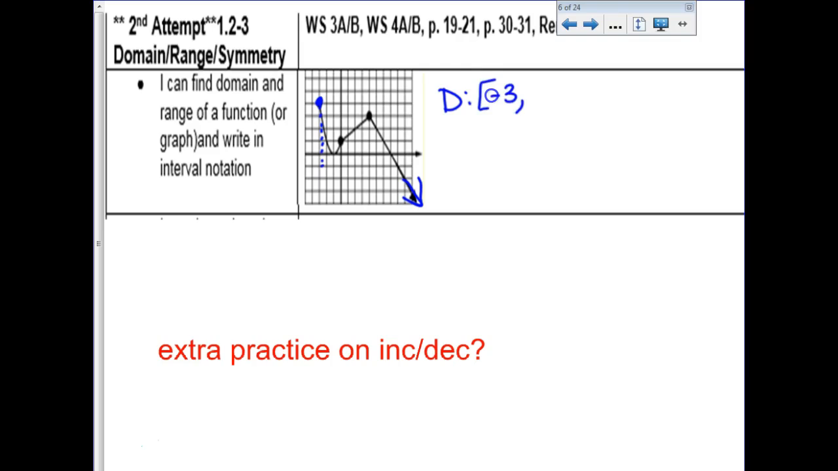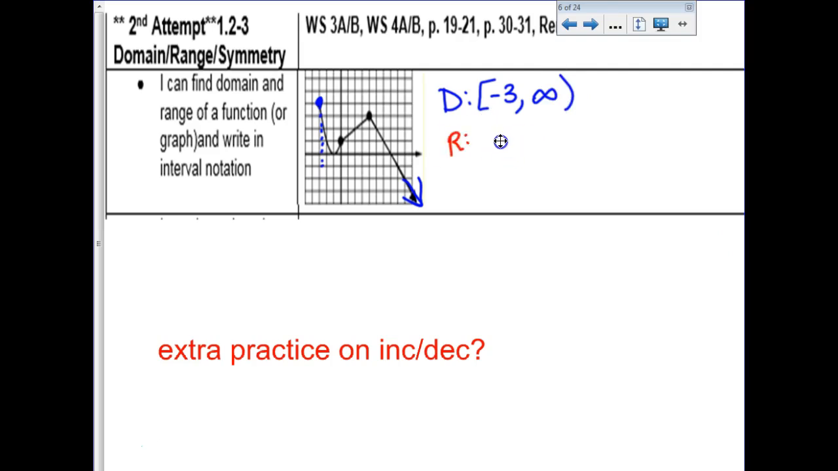Now why am I using a bracket? Because there is a point. The only time you would use a parenthesis is if you're looking at an infinity, or if there's an asymptote, or if there's a hole. And we don't have any of those things right there. And then it goes from -3 to positive infinity, all the way to the right. So parenthesis on infinity.